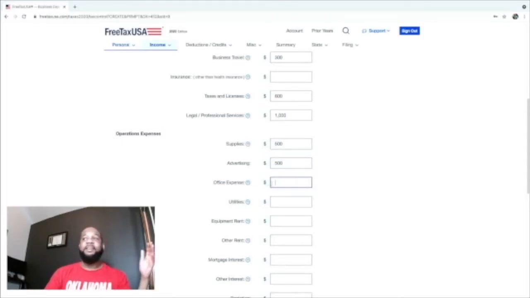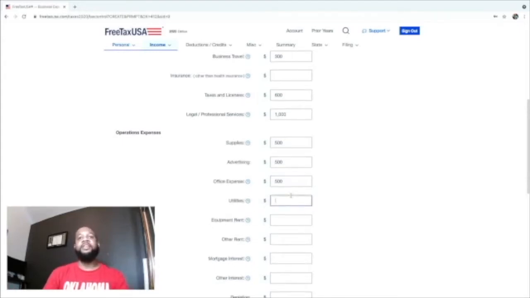Office expenses is not the same as supplies, but it's really like the supplies you need for your day-to-day business in your office. So if I need paper, ink, not printers, pens, paper clips, erasers, all that, you know what I mean? Let's just throw that in there, okay?